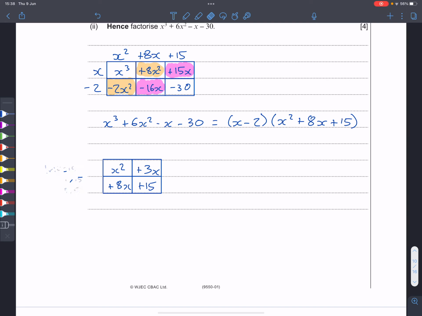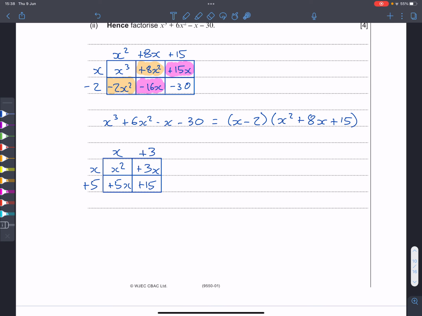So let's get rid of this and do my factorising. x comes as a factor in the top row, and x times x is x squared. x times plus 3 is plus 3x. And looking at this one, x times plus 5. Oh, sorry, I said plus 5 and wrote plus 8, sorry. That should be plus 5, and that gives me plus 5x there. And then 5 times 3 does give me 15, so I know I'm right. So if I fully factorise, it's x minus 2, x plus 3, x plus 5.